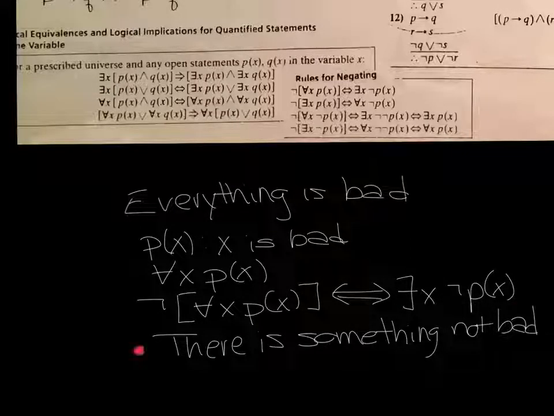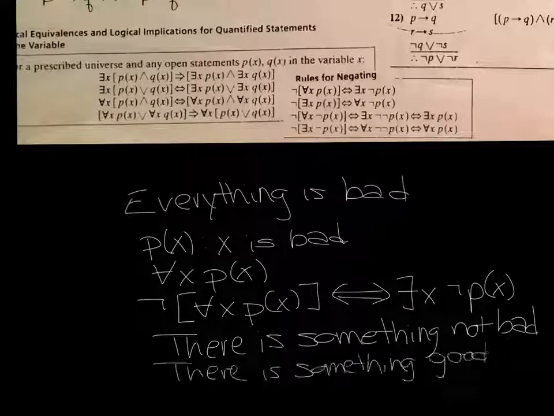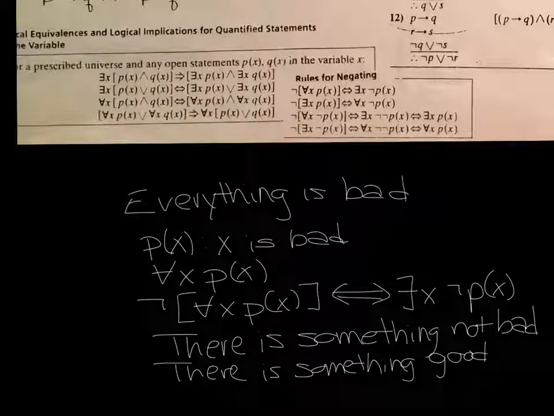In words, we would say there is something not bad. You might even say there is something good. So again, the point is that the negation of everything is bad is that there is something not bad or there is something good. So all you need to prove that this statement, everything is bad, is false, is to find one thing that is not bad or one thing that is good. To say the opposite is everything is good is doing way too much.